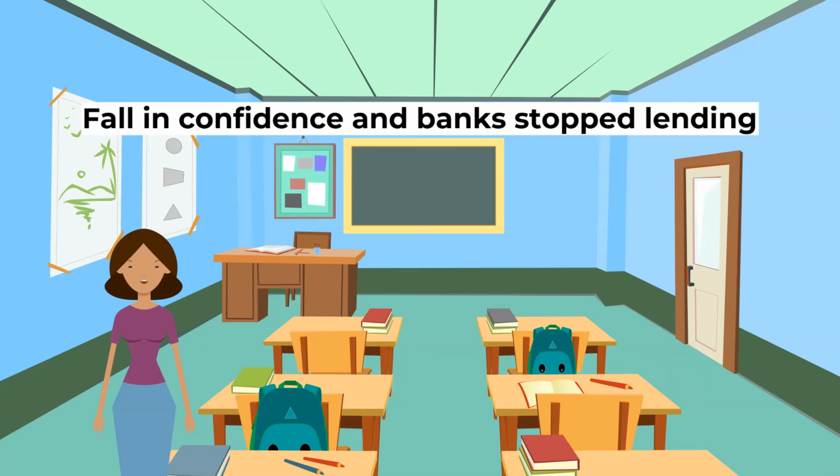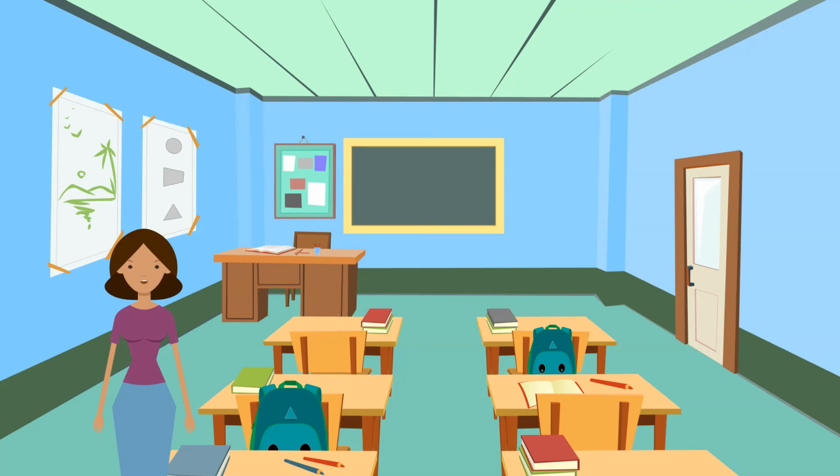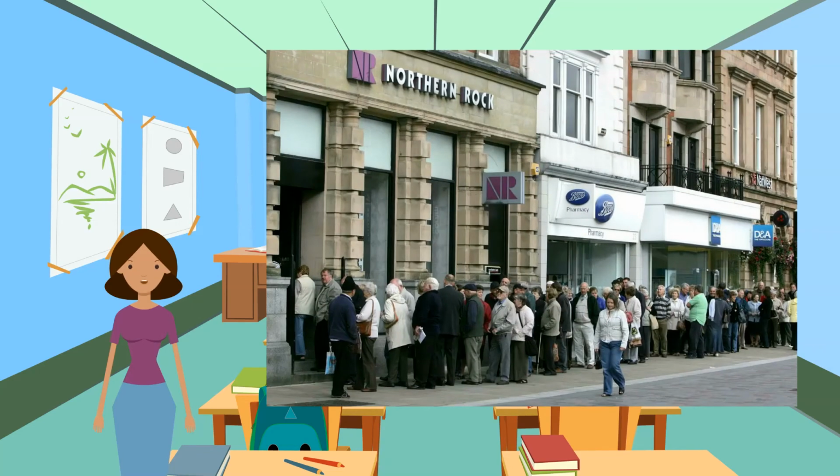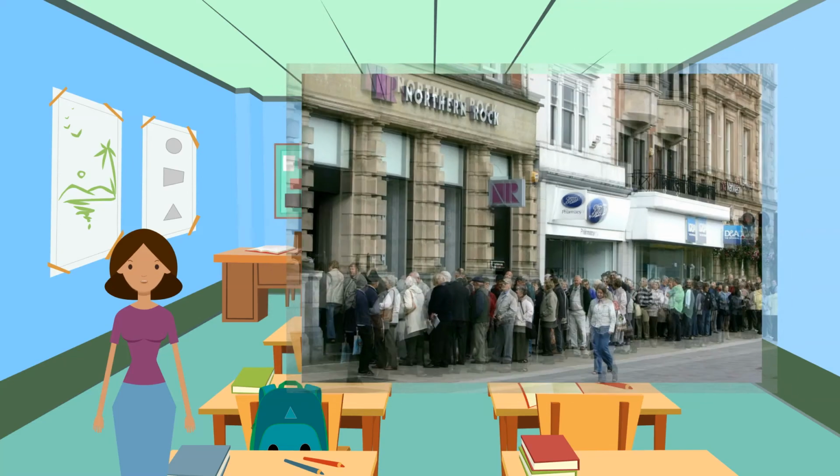When this was revealed, there was a fall in confidence and banks stopped lending between each other, fearing that they would lose money if the other bank were to collapse. Similar events occurred in the UK, Ireland, Spain, and Portugal. Northern Rock Building Society was the first affected in the UK in 2007, with too many loans not being repaid, and savers beginning to withdraw their money.